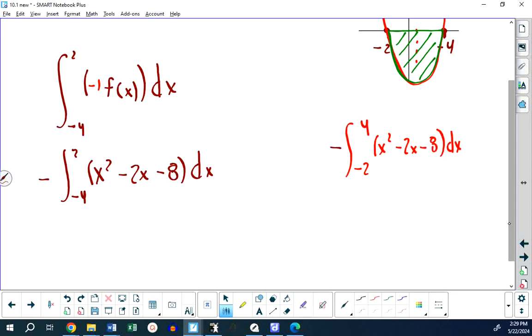So what does this mean? It means I'm going to have negative 1 times x cubed over 3 minus x squared minus 8x evaluated from negative 4 to 2. Oh, it's negative 2 to 4, isn't it? Okay.